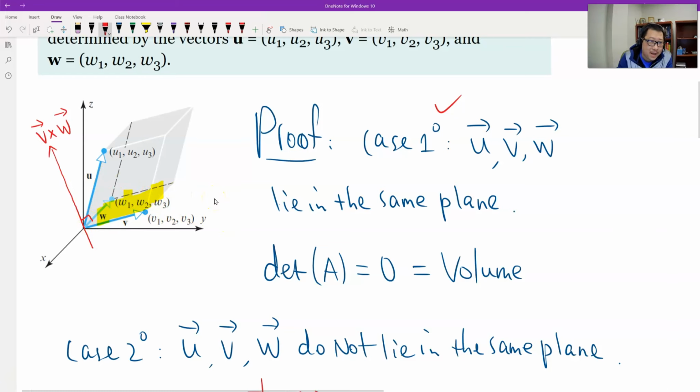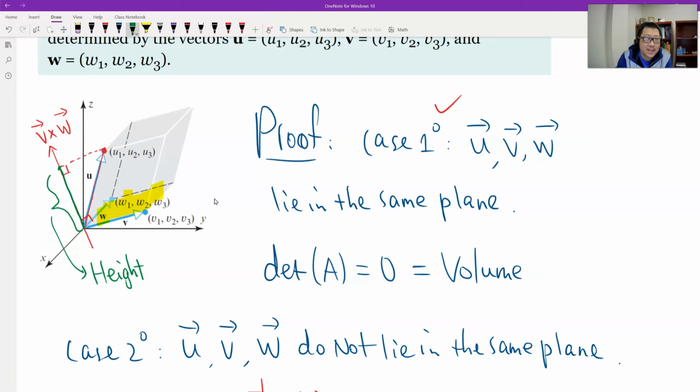So the height at this time, I can project this vector onto the direction of V cross W. Can you see? Is that okay? So therefore, I definitely find the height. So if I say the height is this here, okay, this is the height. From here to here, this is the height.